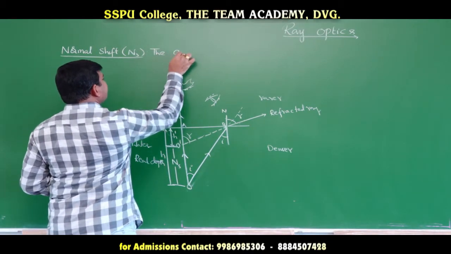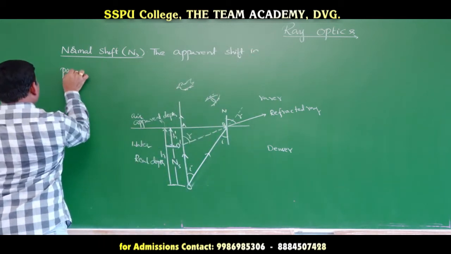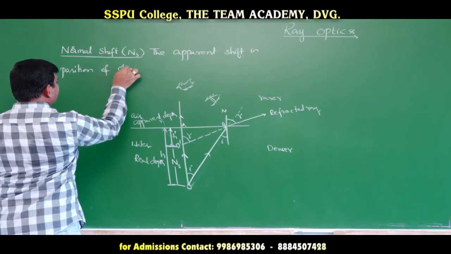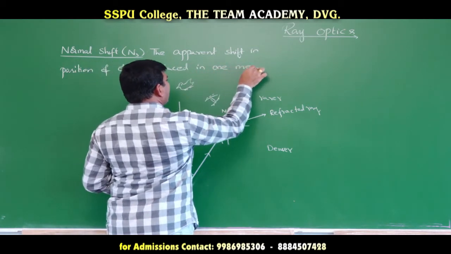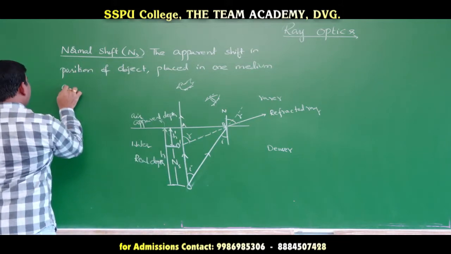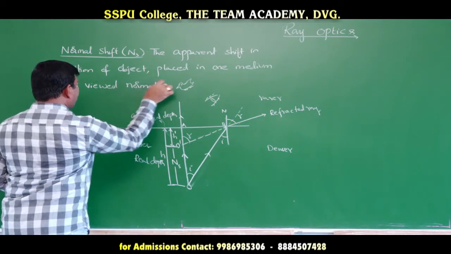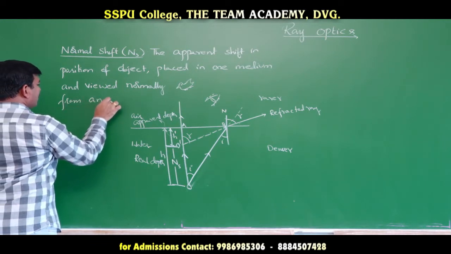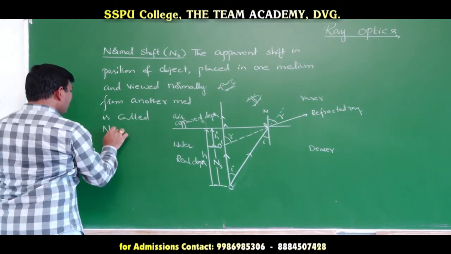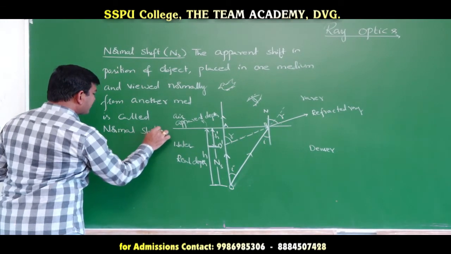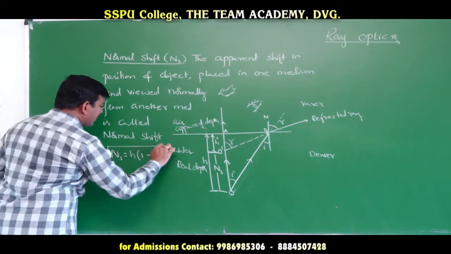The apparent shift in position of an object placed in one medium and viewed normally from another medium is called normal shift, and we have to show that this normal shift ns is equal to h into 1 minus 1 by n. This is the formula that we have to derive.